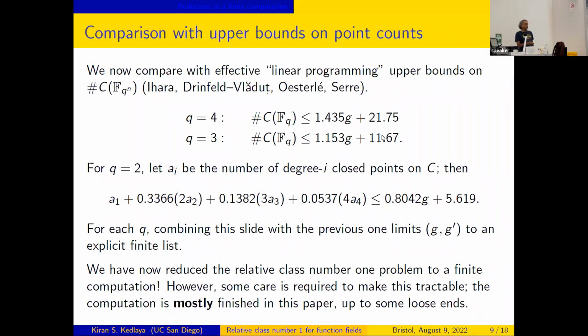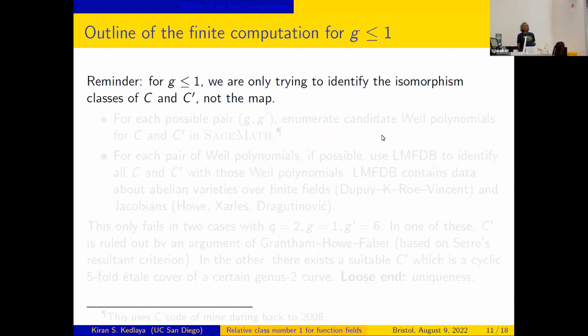And this is mostly finished in the paper that I'm presenting. There are a couple of loose ends, which is why this paper has a part 1 in the title. I'll mention the loose ends as I go. So let's sketch how this finite computation gets done, modulo the loose ends. Again, I only want the isomorphism classes of C and C prime and not the map, although once the G is at least 2, I'll get the map as well.